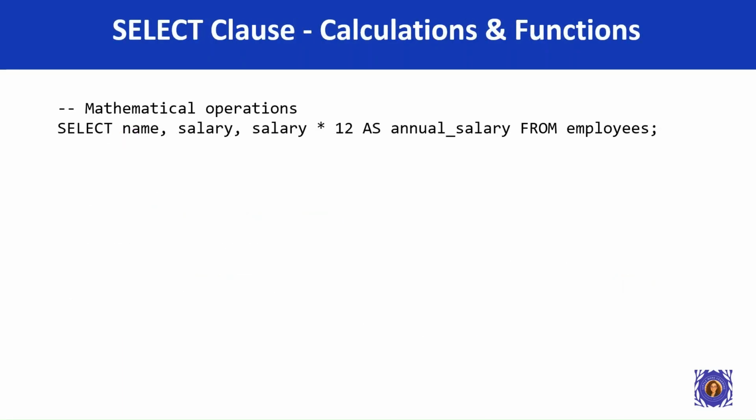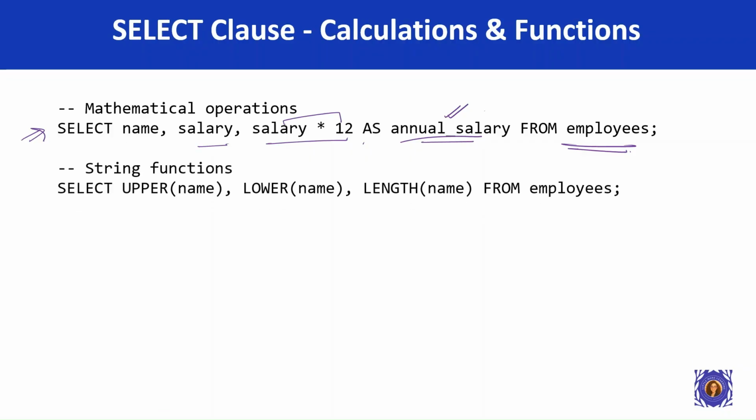Now, if you want to perform some mathematical operations along with our select clause, we are free to do so. So here we are selecting name and salary and multiplying the salary by 12 and making a new attribute as annual salary for this particular statement from the table employees. So the output will be name, salary and salary multiplied by 12, but this won't be written like this. The name of the attribute will be annual salary.